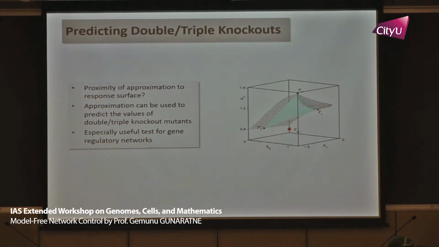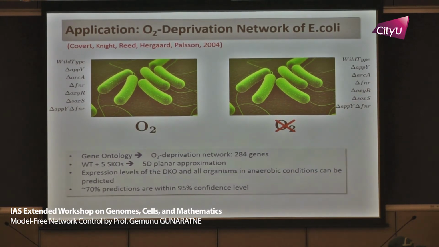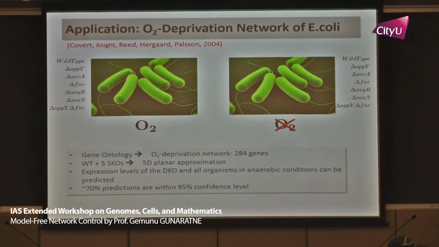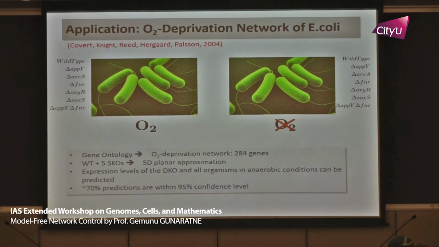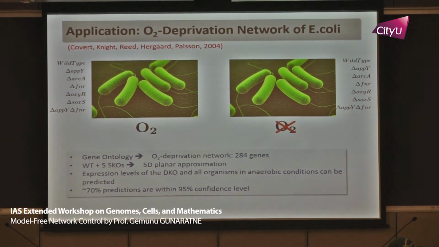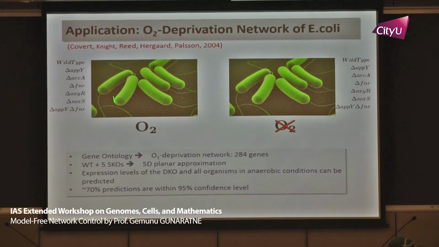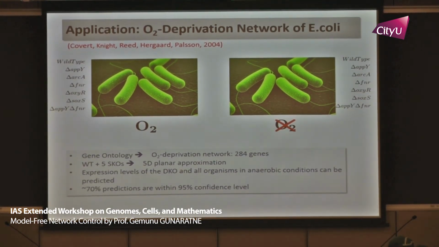This experiment was done by one group on E. coli. They looked at the oxygen deprivation network of E. coli. This is Covert et al. back in 2004. They looked at 5 transcription factors, which are proteins that act on a lot of genes. They studied those 5, and one double knockout, and they had the gene expression levels for all the genes in these 6 mutants.